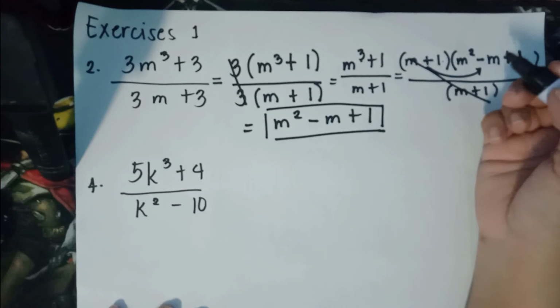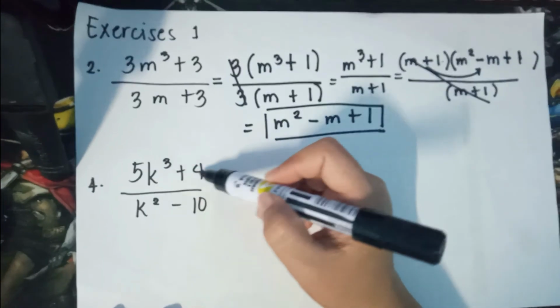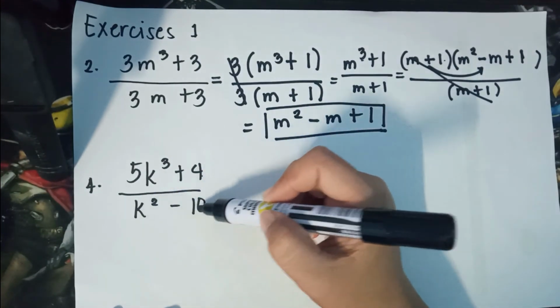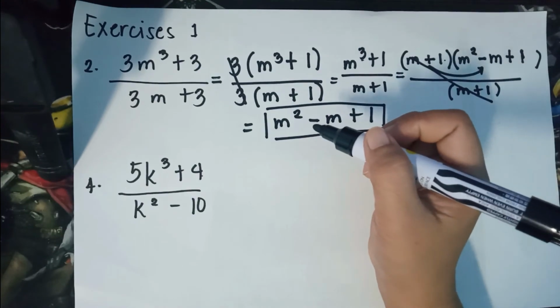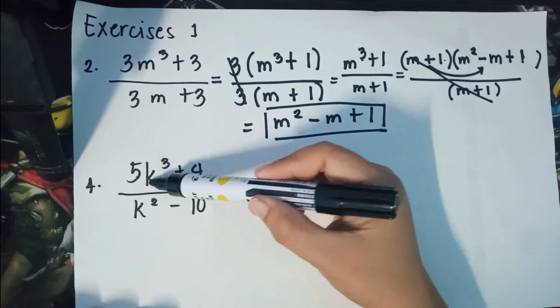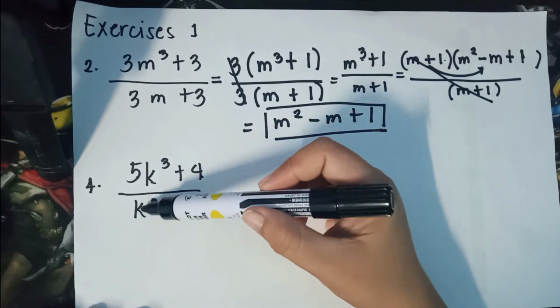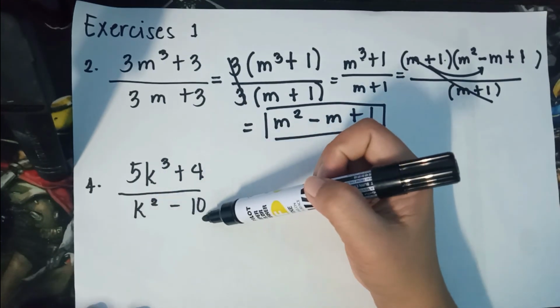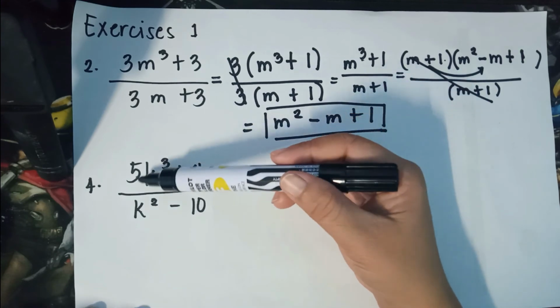Next, number 4. 5k cubed plus 4 over k squared minus 10. There is no common factor between 5k cubed and 4. The same with k squared and 10. And they are not also a perfect square.